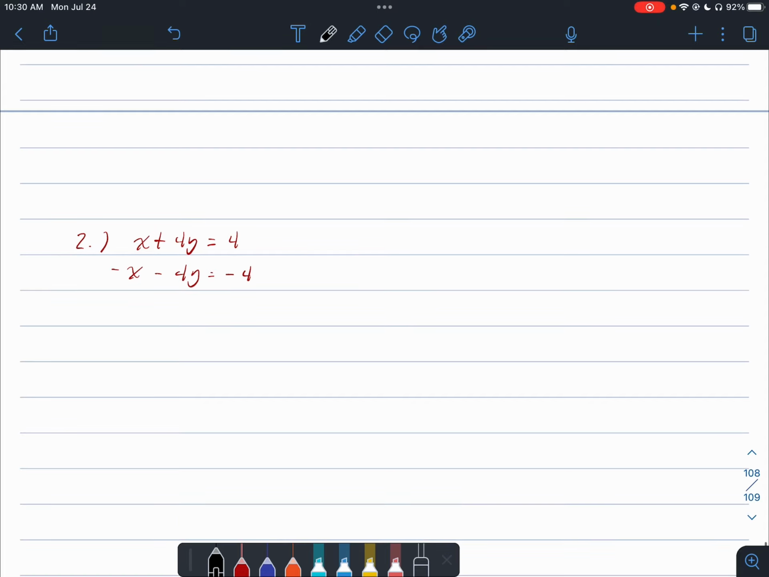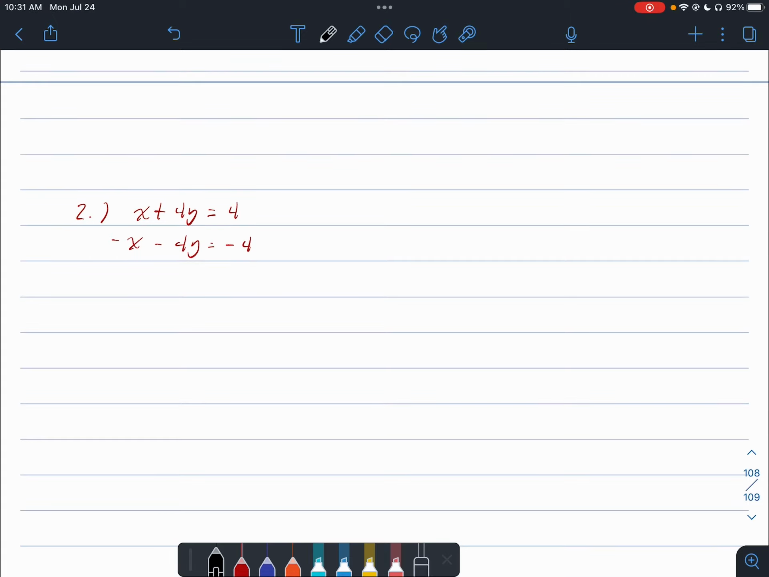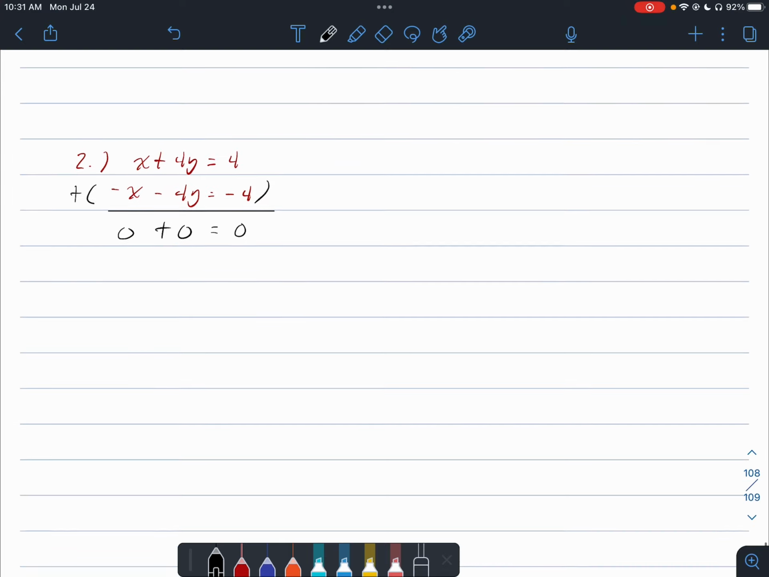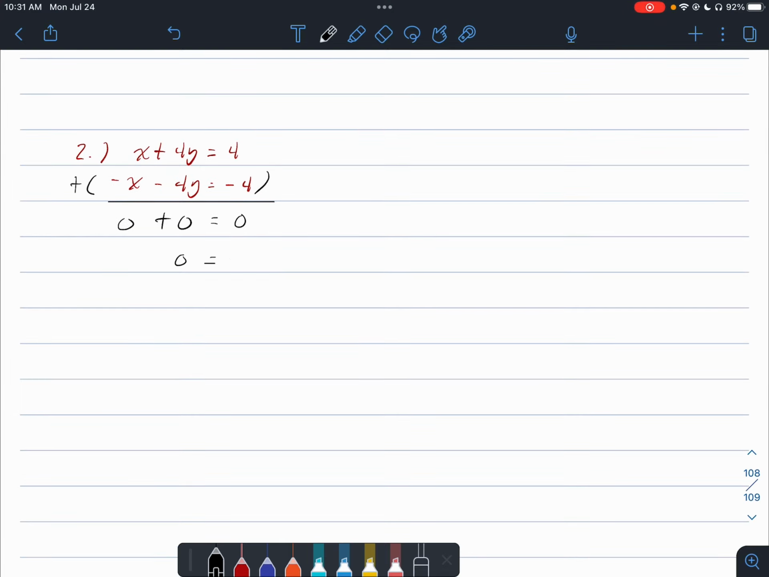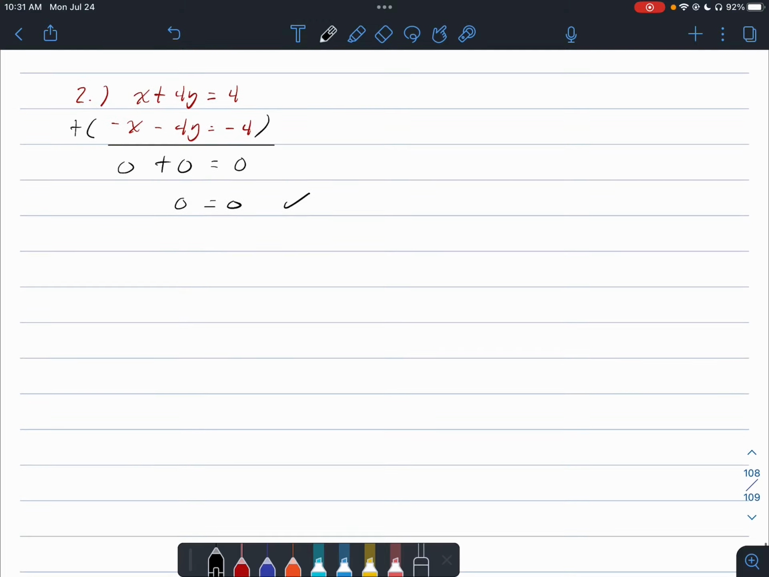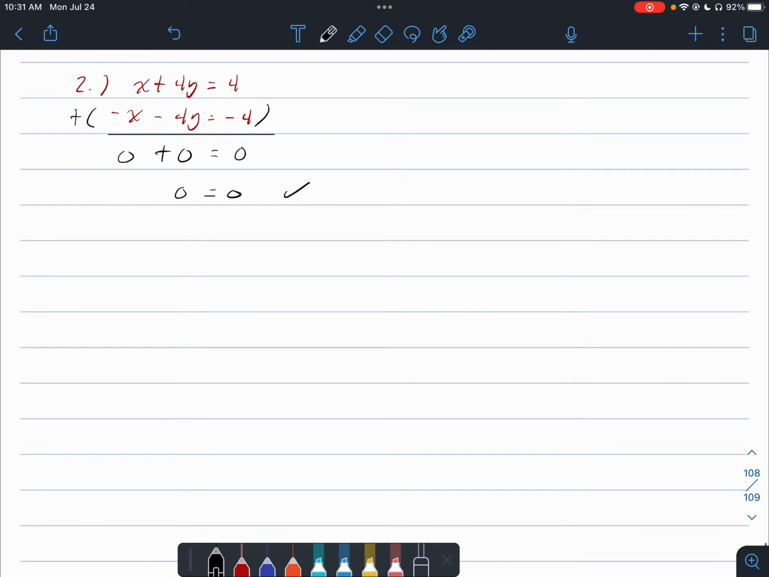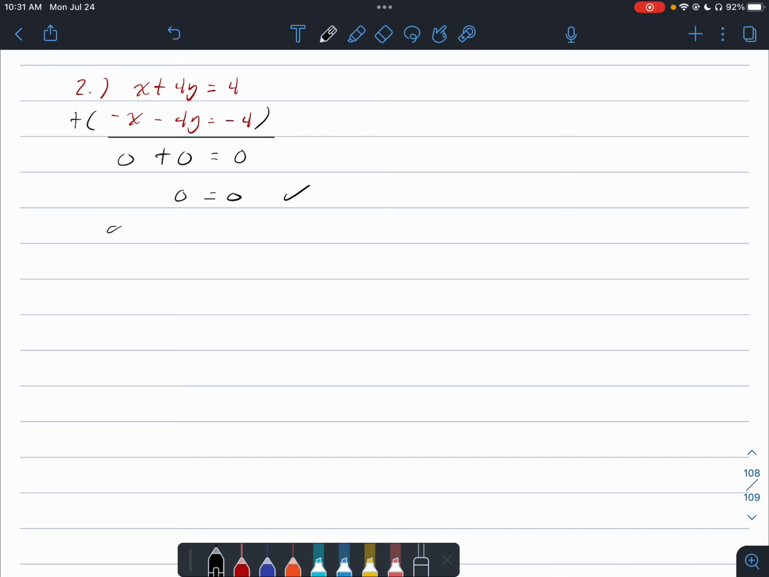Let's take a look at this one. Here we have x plus 4y equals 4, and then we have negative x minus 4y equals negative 4. Again, this looks like a really good candidate for basic addition because we have this x and the negative x. So x plus negative x is 0. 4y plus negative 4y, again, that's 0. But then we have 4 plus negative 4, which is, again, 0. So we're left with 0 equals 0, which is true. So we'll check mark there. That's true, and therefore we can say that this has an infinite number of solutions.